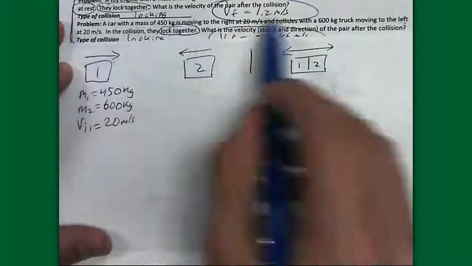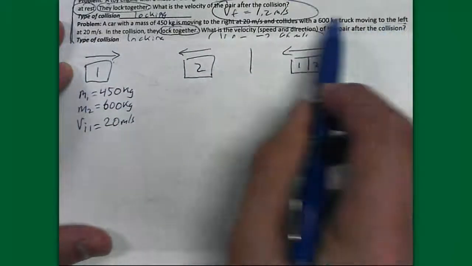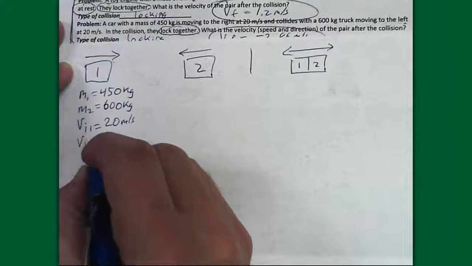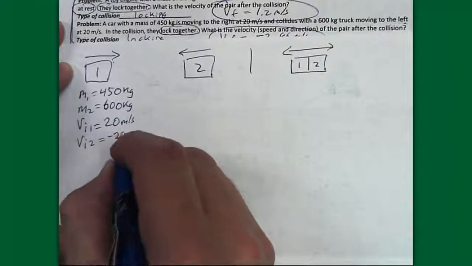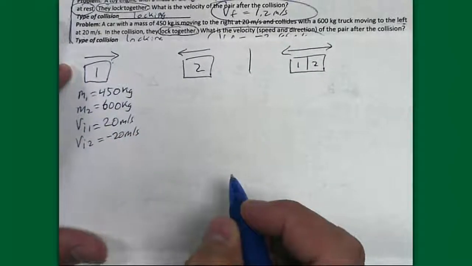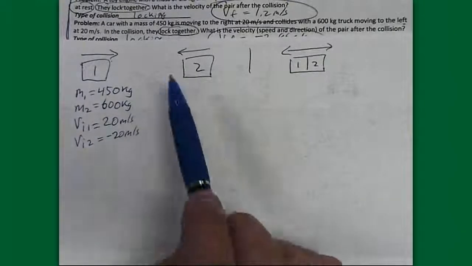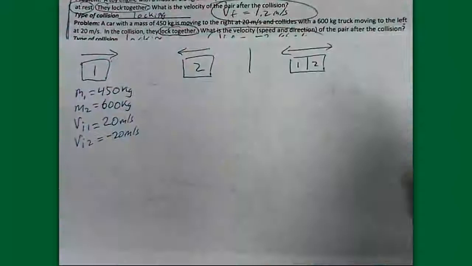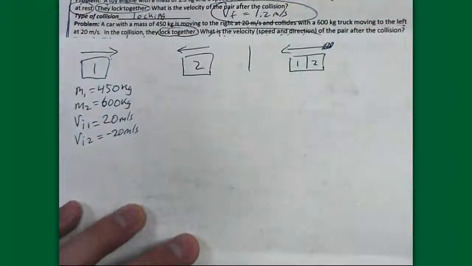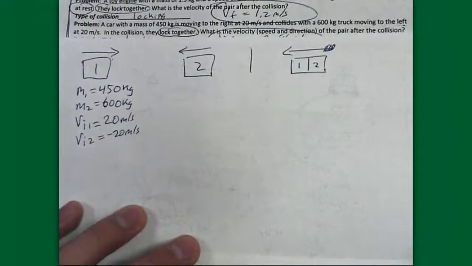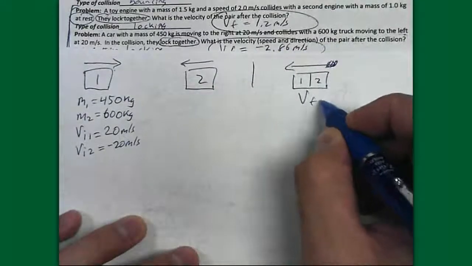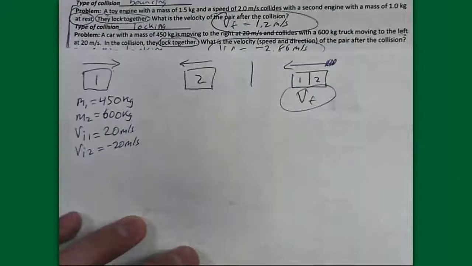VI2 is also 20 meters per second, but it's moving to the left at 20 meters per second. So I'll say that the initial velocity of object 2 is negative 20 meters per second. And you might be able to predict at this point that since this is the more massive object, the whole system will end up moving in this direction. We want to know at the end, what's the velocity of the pair after the collision? So we want to know VF right here.